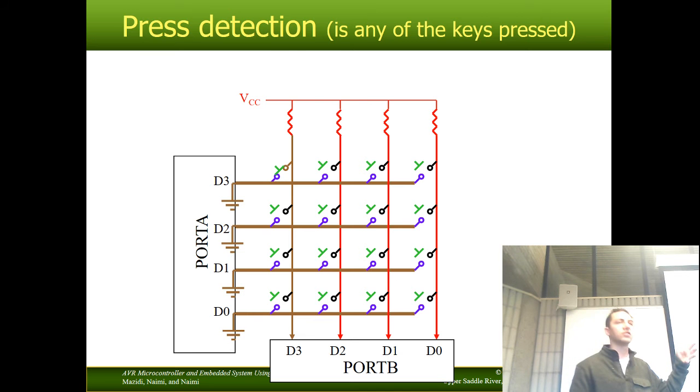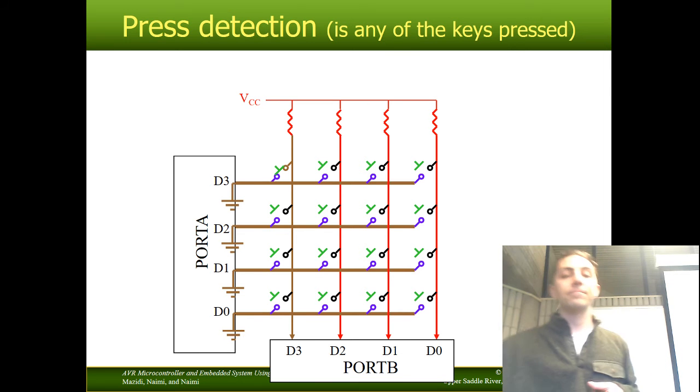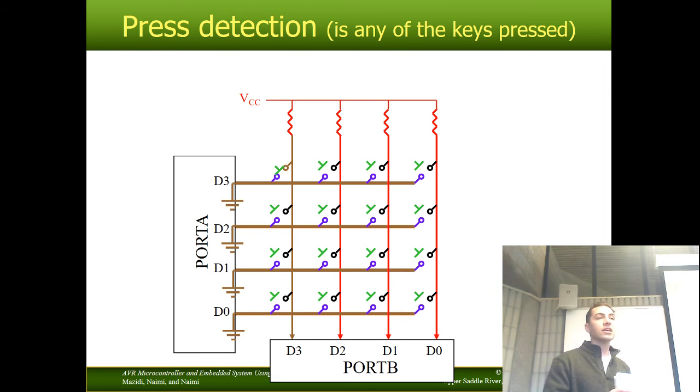You put out all zeros on the rows. You look at the inputs, and these are pulled-up inputs, with a pull-up resistor. And if you see F, that means no buttons are pressed. If you see anything else, it means there is at least one button pressed.